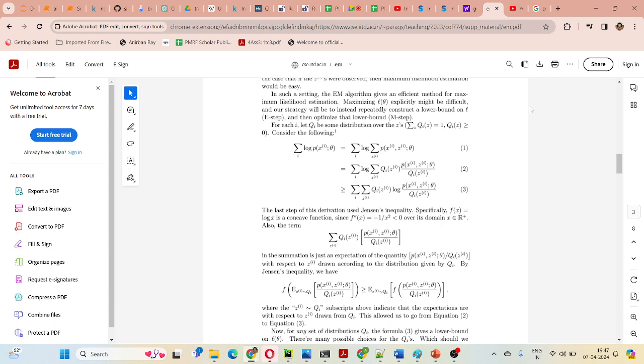Maximizing L theta explicitly might be difficult, and a strategy is to instead repeatedly construct a lower bound on L, the log likelihood they are calling L. They are always taking a lower bound on L, as tight as possible at each step. Once they have got the lower bound, they optimize on that lower bound. So this is how it is.